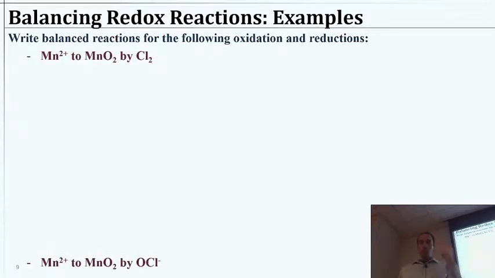Let's try it out and balance manganese oxidized to manganese dioxide by chlorine, by Cl2. So first thing, you'd want to write up two half reactions, the oxidized form on the left. See what you can do with that. Probably be good to start with what are the oxidation states of each atom in these pieces.